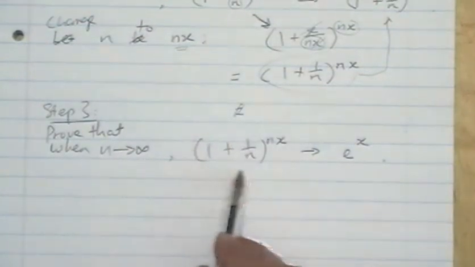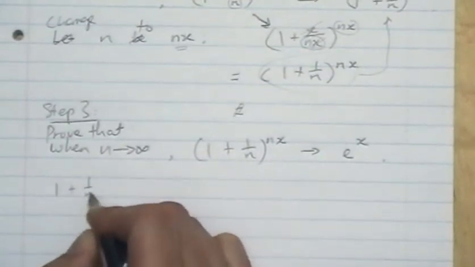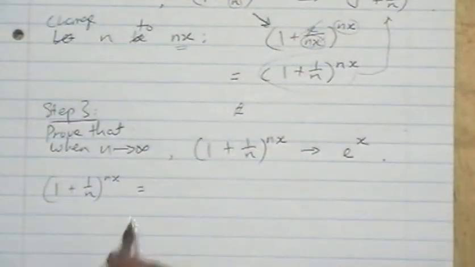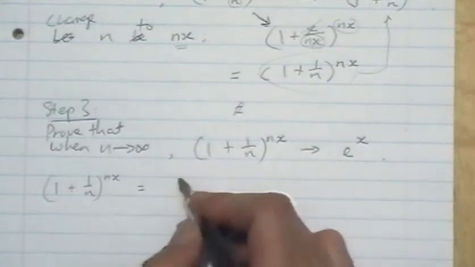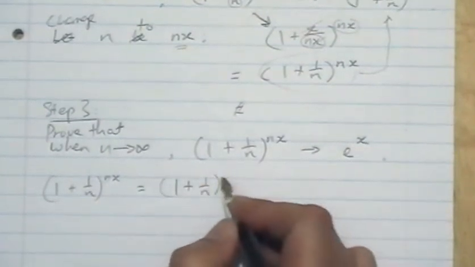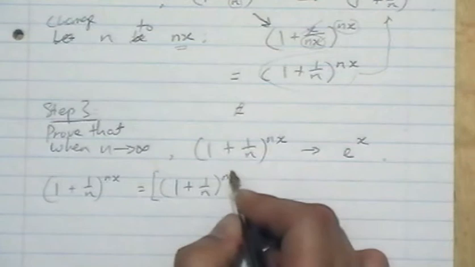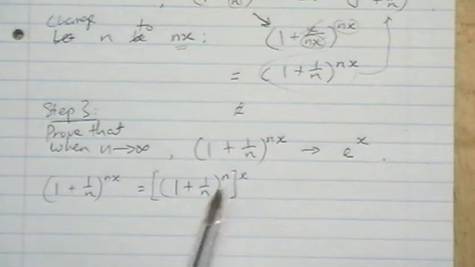If I start with this, 1 plus 1 over n to the power of nx, think about this n times x in the power. Think about first raising this bracket to the power n, and then raising this answer to the power of x. Alright, this is actually equal to this because we can multiply powers.